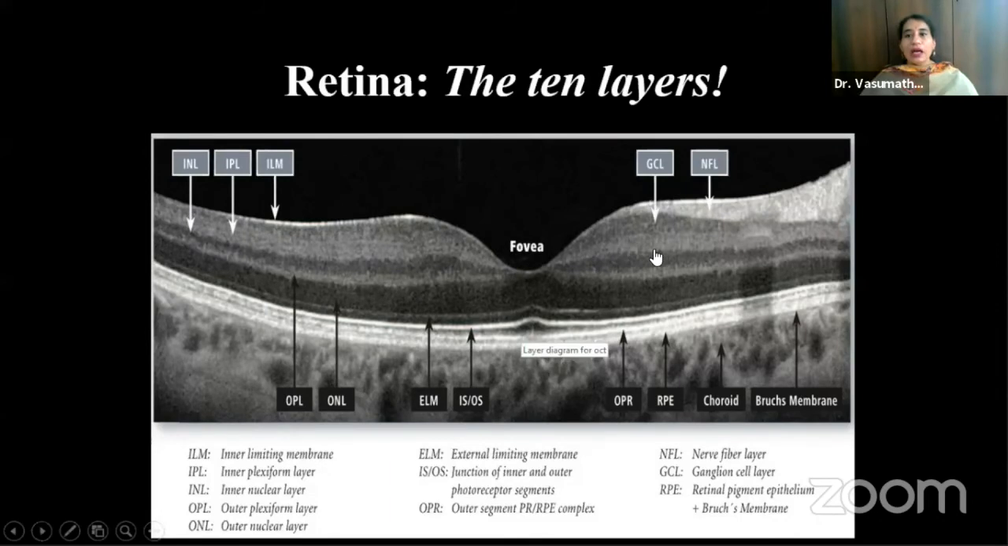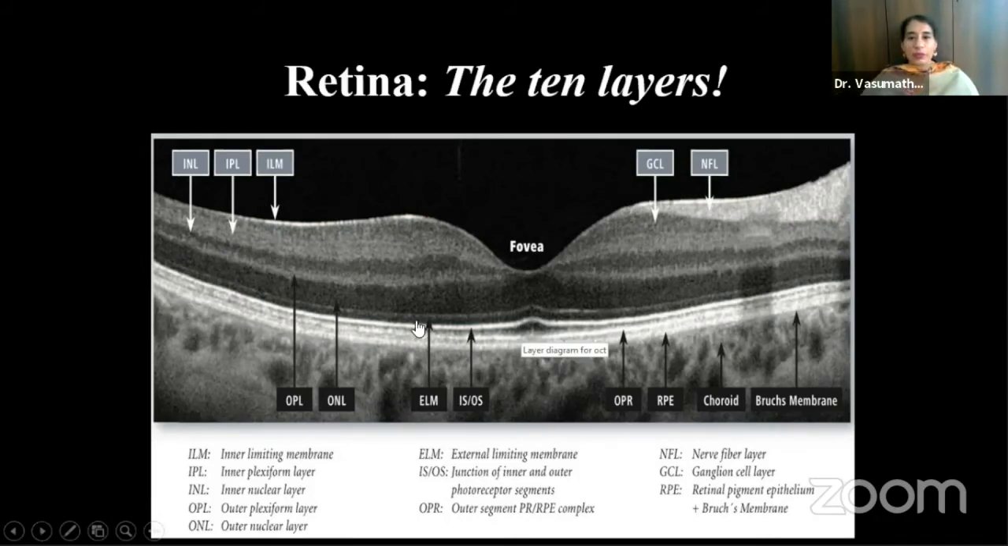This is the inner plexiform layer, and this is the inner nuclear layer, and this is the outer plexiform layer. This actually represents the metabolic circuitry of the inner retina, so the health of this is very important. And when you look at the OCT, if you see these two white lines with the black area, that means the inner retina is relatively fine.